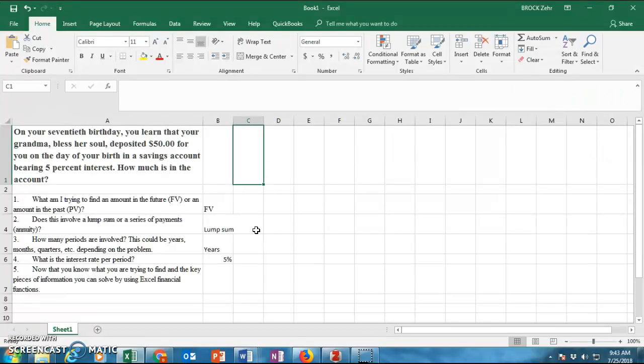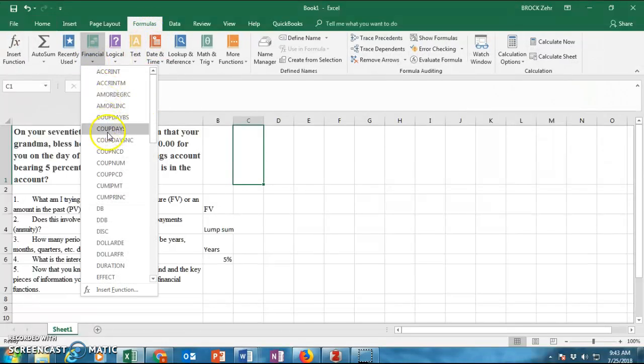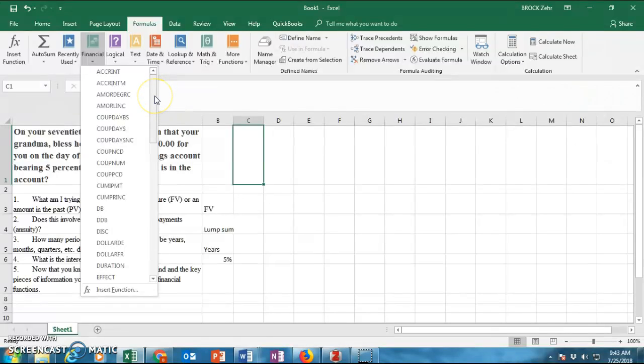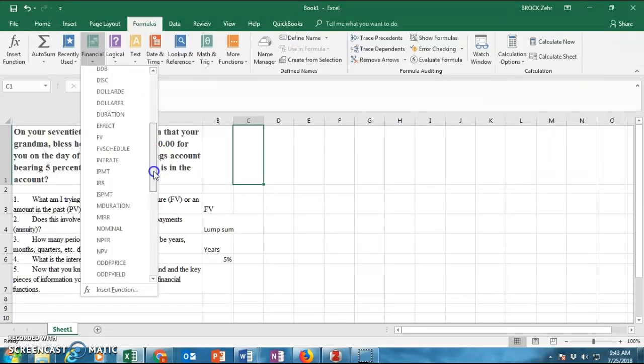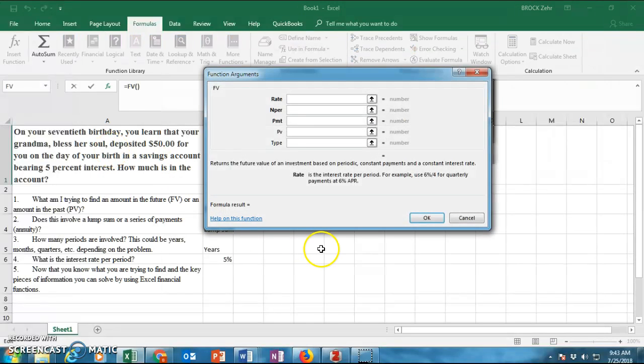Okay, now we're ready to go to financial formulas, and in Excel they are up in the toolbar. Click on formulas and then financial, and we've got all these different formulas. If we scroll over, we'll get a brief description. We already determined that we're trying to solve a future value problem, so we're going to look for FV, future value, and now we can fill in the boxes.